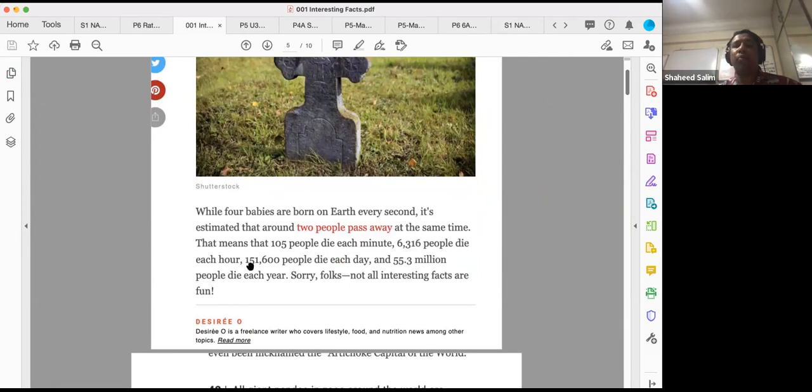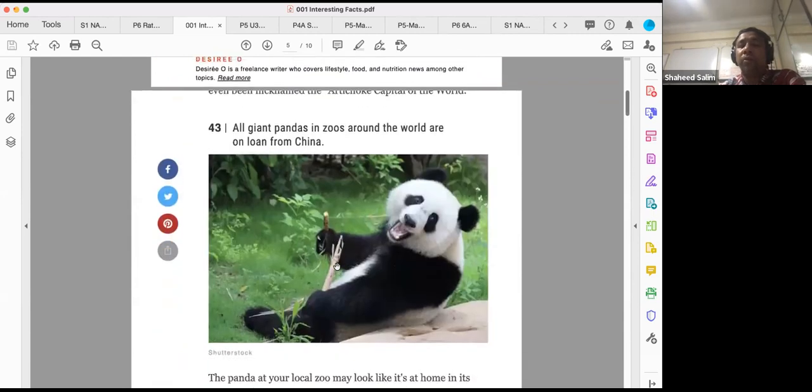6,300 people die in 1 hour. In 1 day, 151,000. In 1 year, 55 million people die every year. Now, 55 million people is quite a lot, right? Imagine now, our population is 5 million. Now, let's say all the people die now in Singapore. We're going to have problems now. No space.